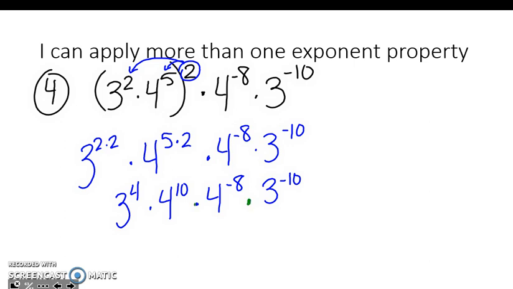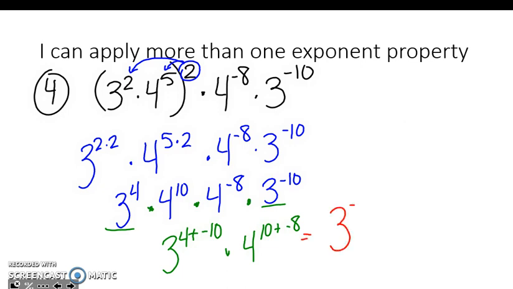Guys, this is one big multiplication problem, so that means it's the product rule. So we have to add our like bases. So we're going to take 3 to the 4th plus -10 times 4 to the 10th plus -8. So we get 3 to the -6 times 4 to the 2nd. Okay. There's no quotient property because there's no division in this problem. Okay. But there is a negative exponent.